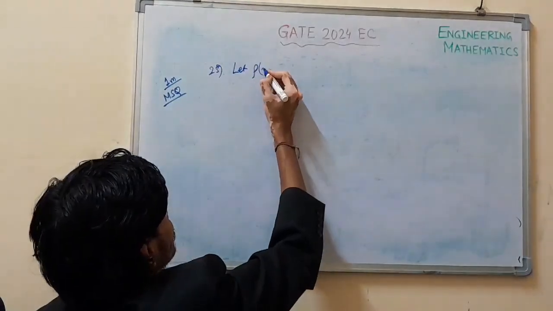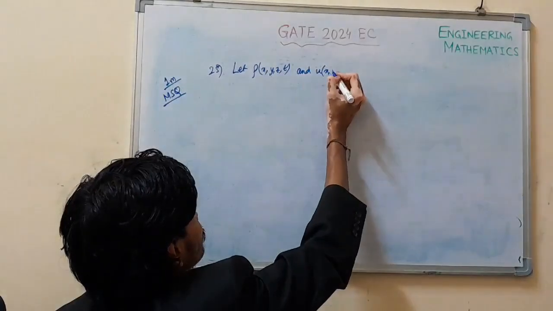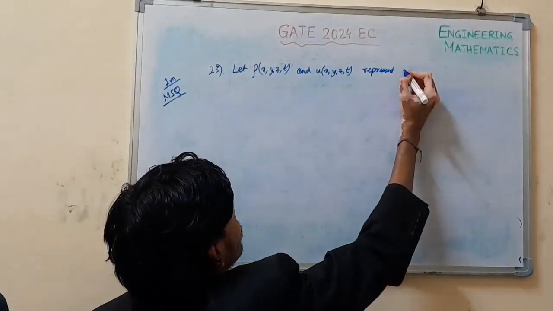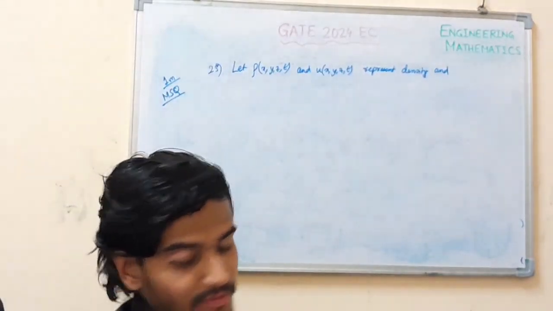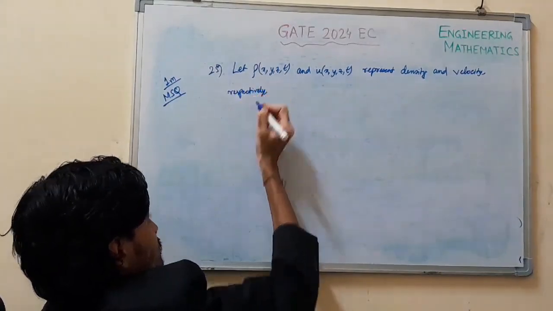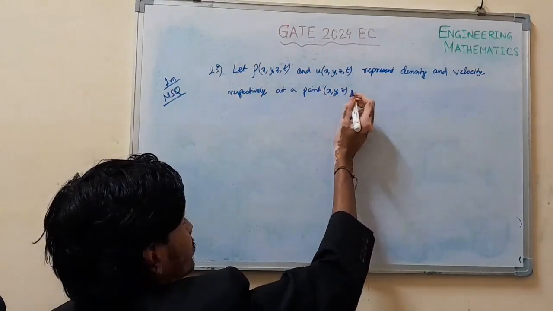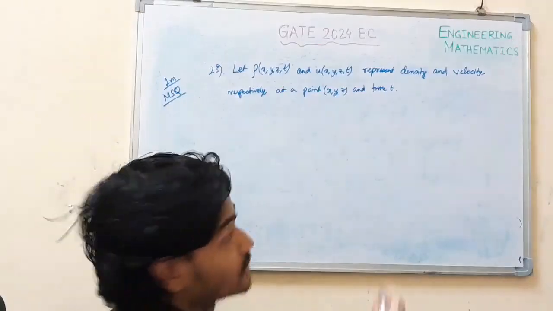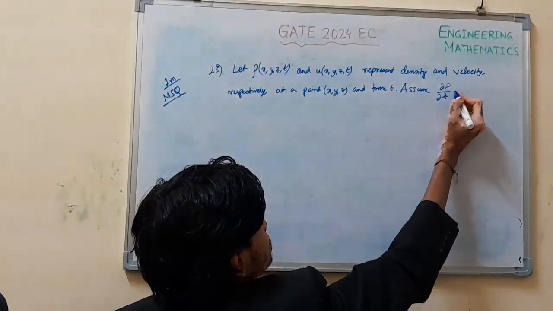Let rho(x, y, z, t) and u(x, y, z, t) represent density and velocity respectively, at a point x, y, z and time t. Assume del rho by del t is continuous.